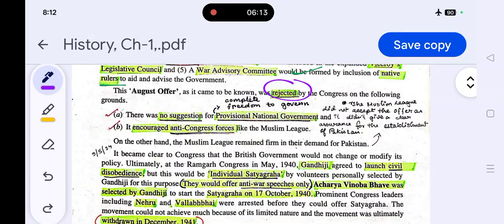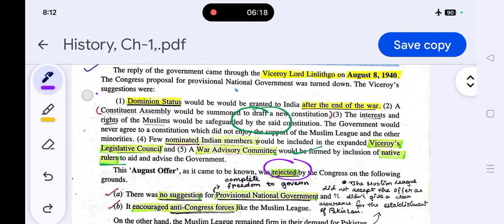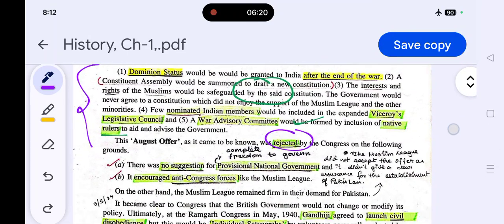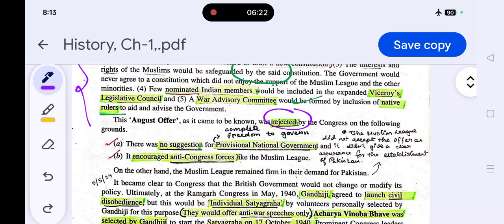You just need to analyze the points given, like what were the conditions of the August offer. If you read through, you will know. It's easy. There was no suggestion for provisional national government. I already said provisional national government means complete freedom to govern. And this was not given by the August offer. What they said is dominion status, but we don't need this. What we need is complete freedom.